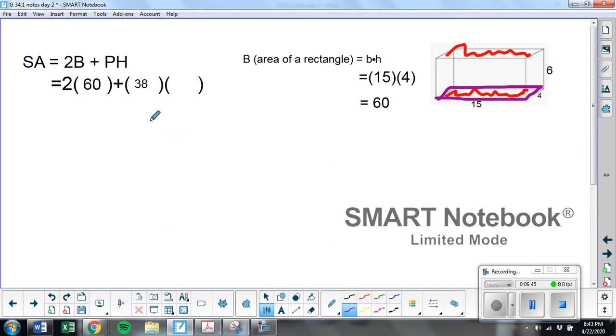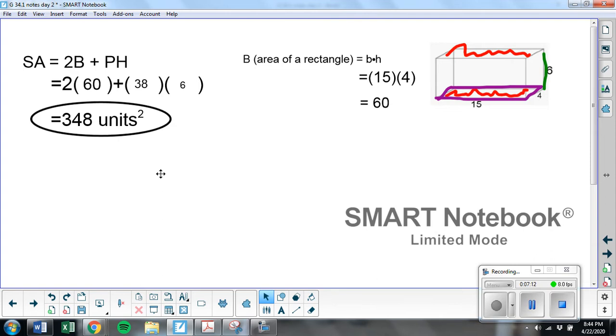And remember, H is height. It's the height of the prism. How far is it from one base to the next? From this purple base or this red base to this red base, how far apart are they? What's the height of this prism? 6. Please, please always write the formula. Always neatly plug in these things. Type them in to get your final answer. Okay, 348 units squared. Let's try the last one.